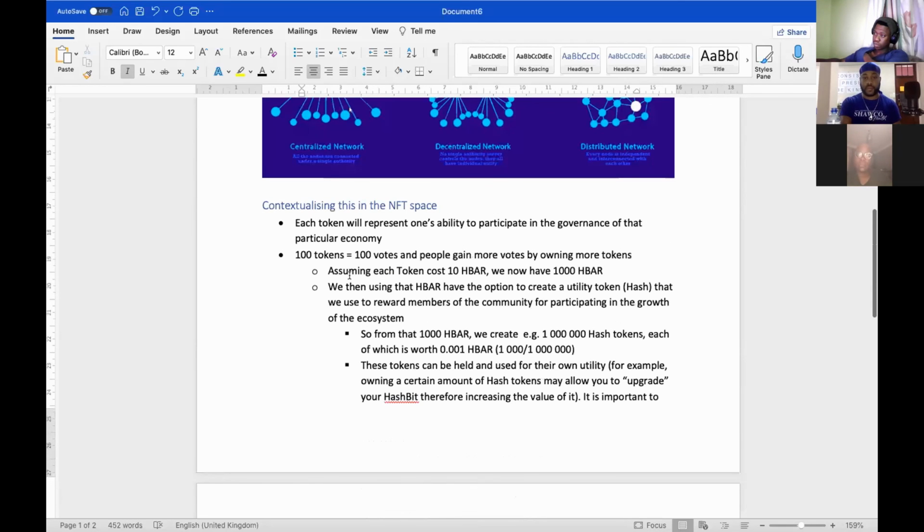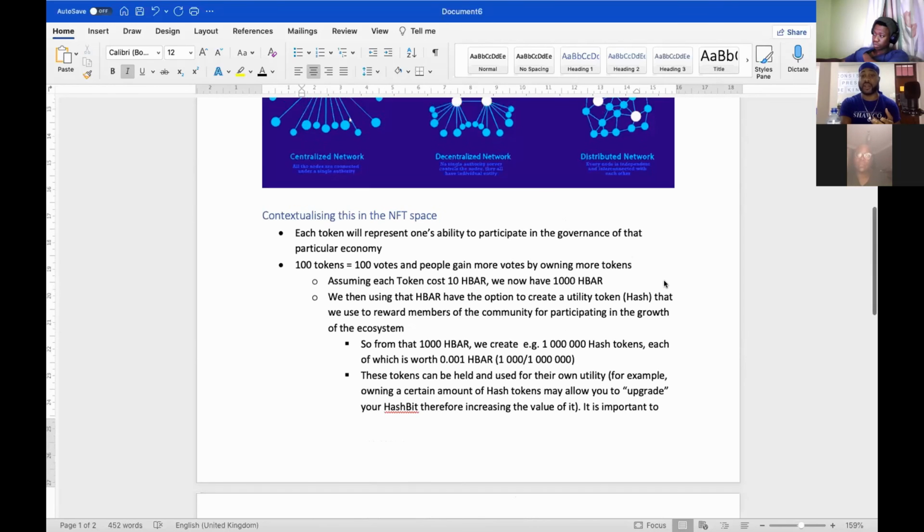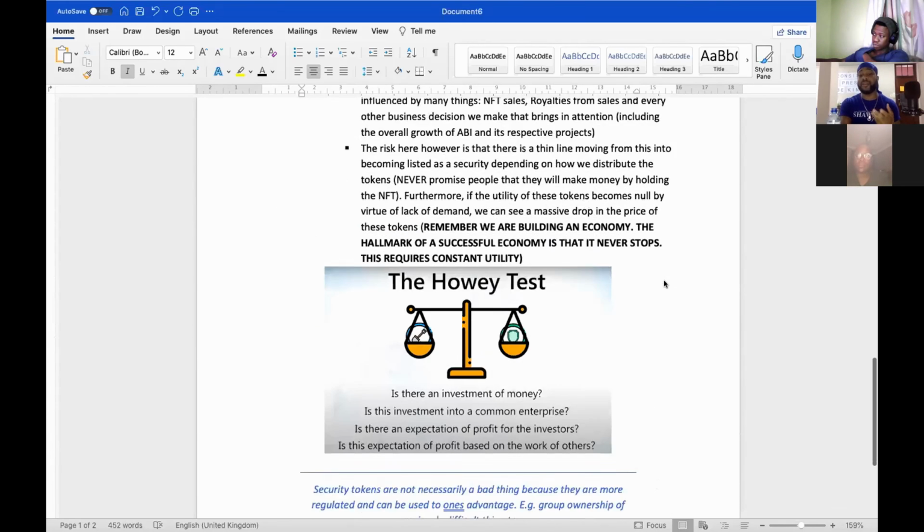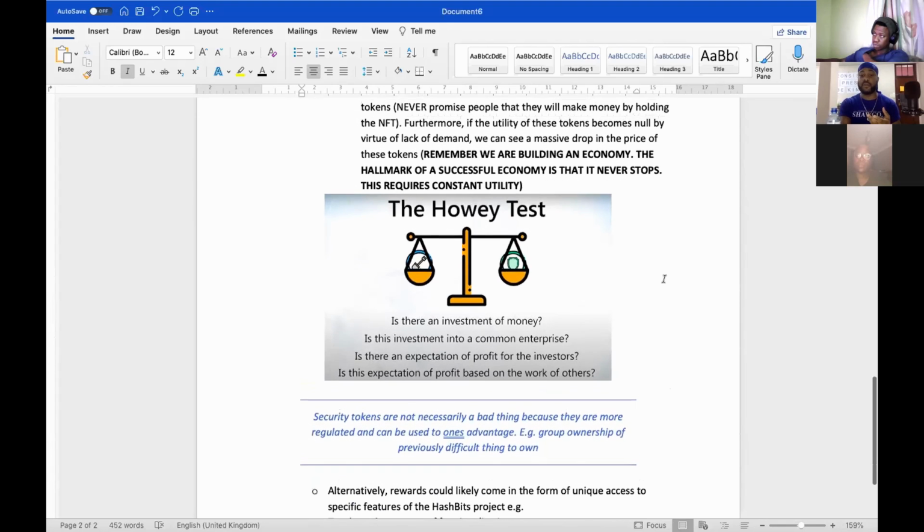I said we could use the HBAR to create a utility token, being the hash token, and I explained quite a lot about that. Another way that we could incentivize people is we could really just give them the rewards being the unique access to certain things. Like I said, unique access to a specific, let's say, classroom where you're getting taught by Vusi Temba Choir or something like that. You know what I mean? Access to those kinds of things. We can give them direct access to that. And I don't think that's a problem.